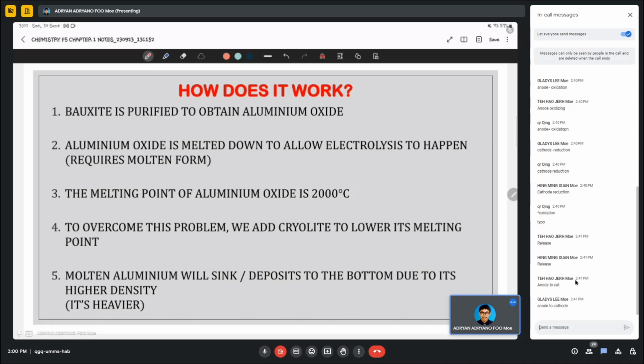So you must remember, sometimes they ask: we add cryolite, which is a catalyst, to do what? To lower the melting point of the aluminium oxide, because aluminium oxide has a very high melting point. What does very high mean? 2000 degrees Celsius, so it's very high. Okay, so we add this cryolite, which is a type of catalyst.